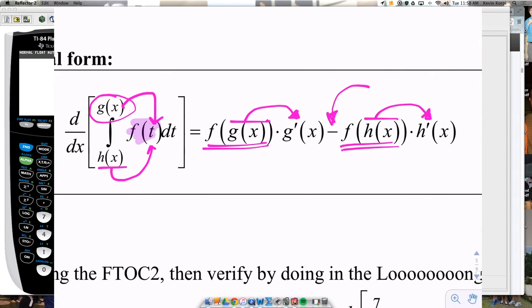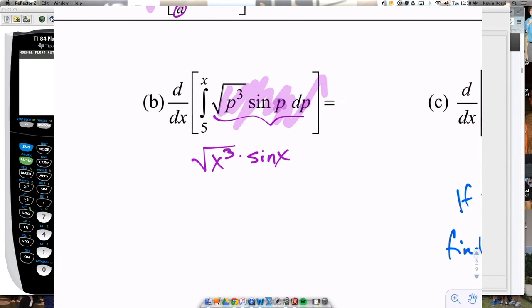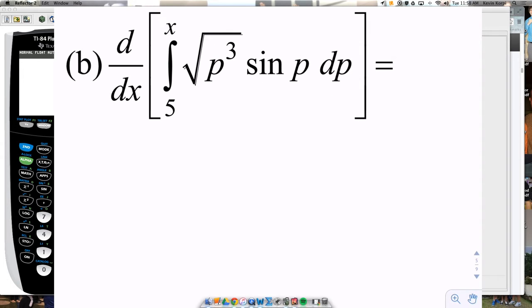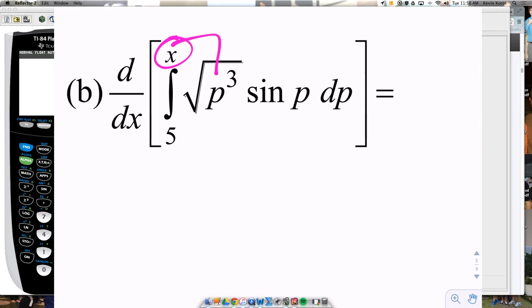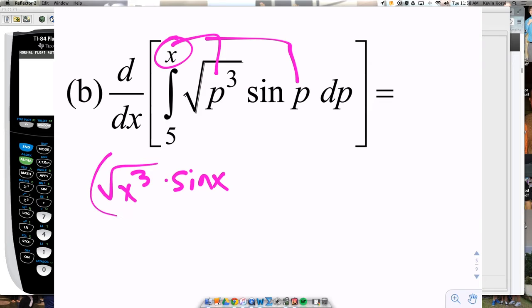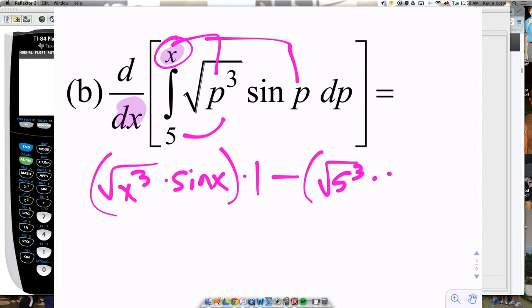It works every time, including these times. Watch. This is a special case, so it's still worth noticing that it's a constant to x, it's going to be that. But if you use the general rule, here's what the general rule says. Plug in the top for your variables, so you're going to get the square root of x cubed times sine of x, and then times the derivative of what you plugged in. What's the derivative of x with respect to x? 1. Minus, you do the same thing on the bottom. You plug in your 5, and you get 5 cubed times sine of 5 times the derivative of 5, which is 0.